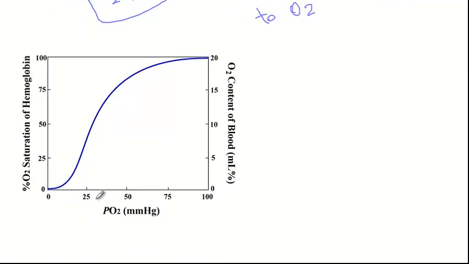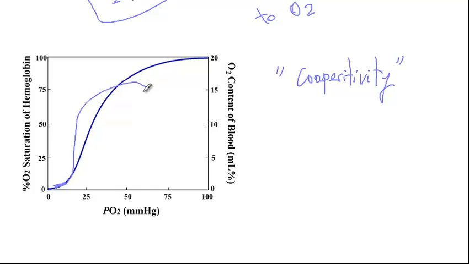You can see that under low partial pressure of oxygen, the saturation of hemoglobin is low. But as we are increasing the partial pressure, there's all of a sudden a sudden binding of oxygen to the hemoglobin. And this is due to the cooperativity phenomenon, where hemoglobin affinity for oxygen increases after binding of the first molecule. So once the first molecule binds, all of a sudden the rest of the molecules like to bind to oxygen.